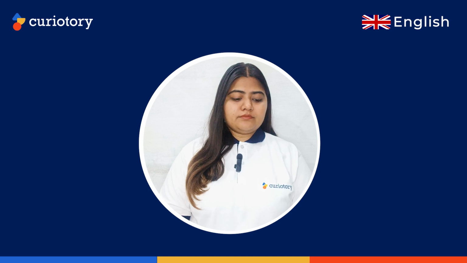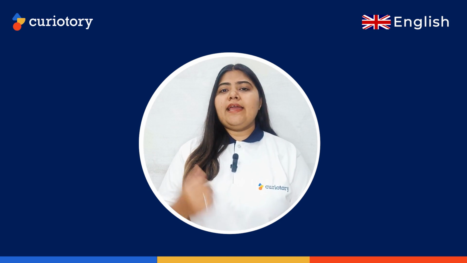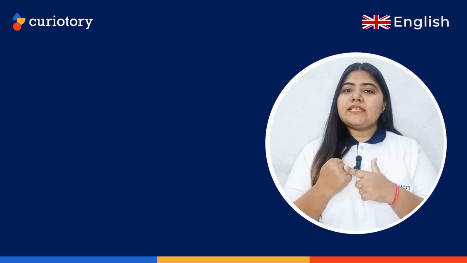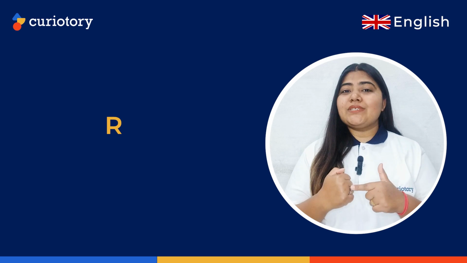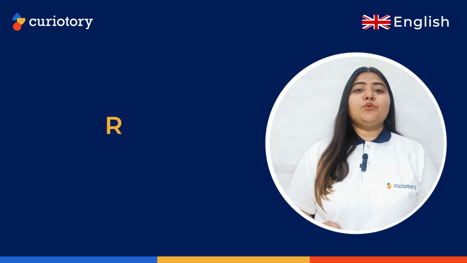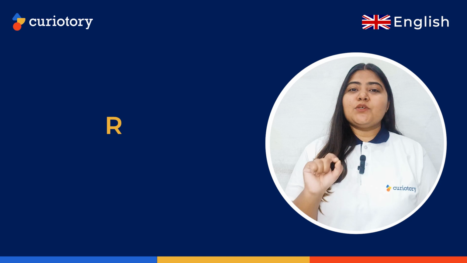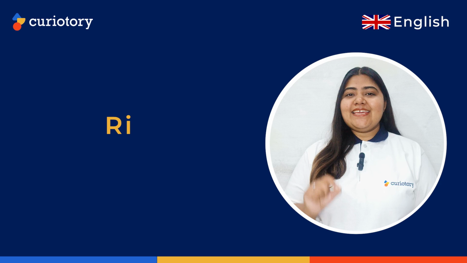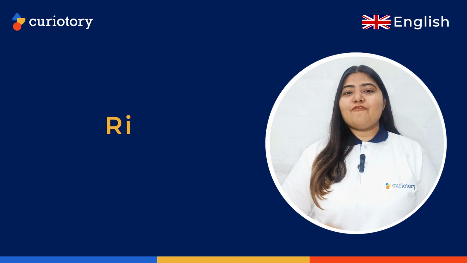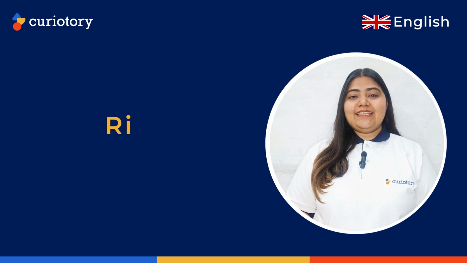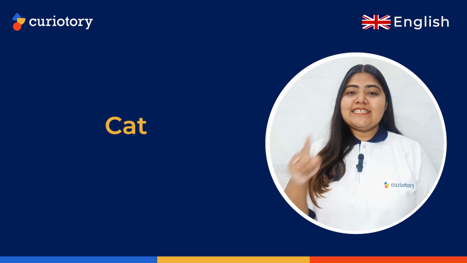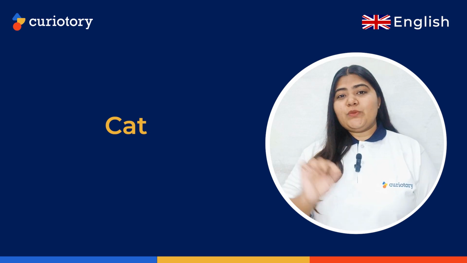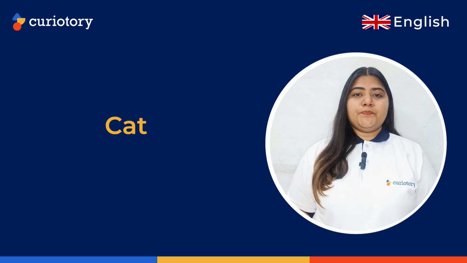For example, I have this ring on my finger. So this ring starts from R. What is the sound it's giving? R, R sound, right? And after that, I added a vowel I, which gave me a small i sound. That's how my whole word ring formed, right? Like for example, cat. C is giving the sound of K, A is giving the sound of A, and then we have T that is giving the sound of T.